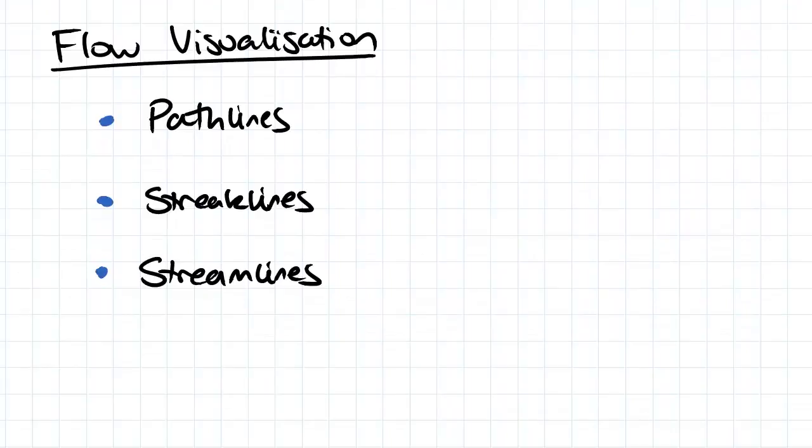There's a few ways in which we can visualize flow. The first of which is path lines. We can also look in terms of streak lines and streamlines. And they all have very different definitions of flow.